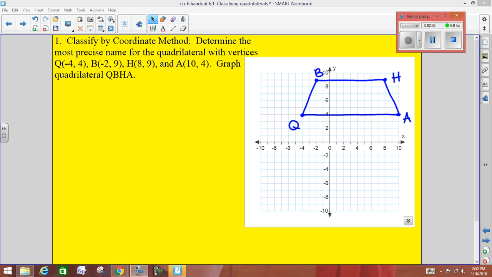Can I call it an isosceles trapezoid? If I want to, I can. I don't have to have any reason, just that I want to call it isosceles. What do I have to have for a reason? Good, the non-parallel sides have to be congruent. That means BQ has to be the same length as HA.